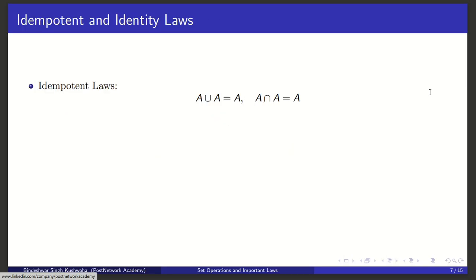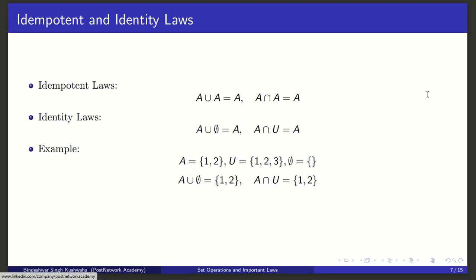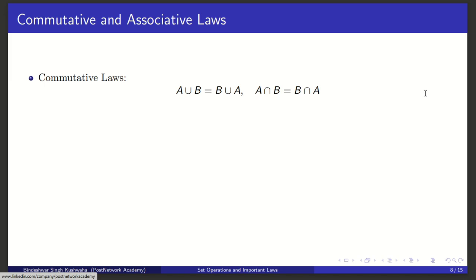Now the laws of set algebra. The idempotent law says that the union of the same sets gives the same set: A union A is A, and A intersection A is also A. Identity laws: A union phi is again A, and A intersection the universal set is A. Example, if A is {1, 2} and U is {1, 2, 3}, A union phi is {1, 2}, since phi has no element, and A intersection U is {1, 2}. Commutative laws: A union B is equal to B union A, and in the same way A intersection B is equal to B intersection A. So the union and intersection operators are commutative.